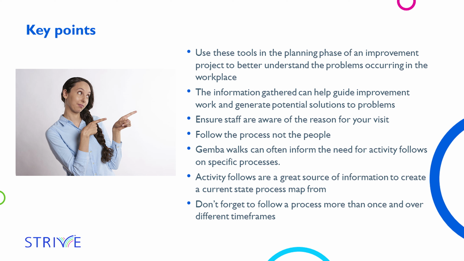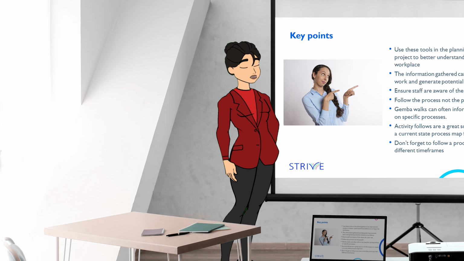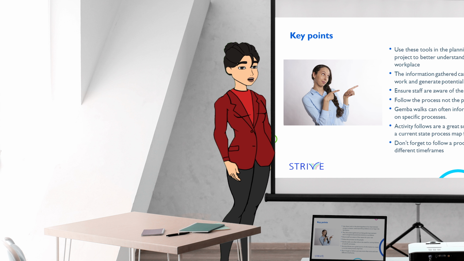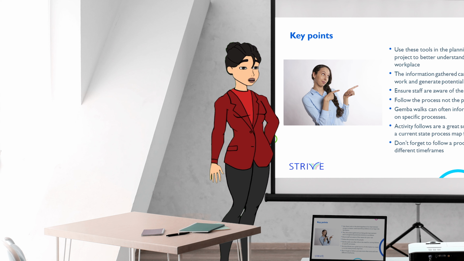Gemba walks can often inform the need for activity follows on specific processes. Activity follows are a great source of information to create a current state process map. Don't forget to follow a process more than once and over different time frames. This will help to determine if there is any variation in the process and why.